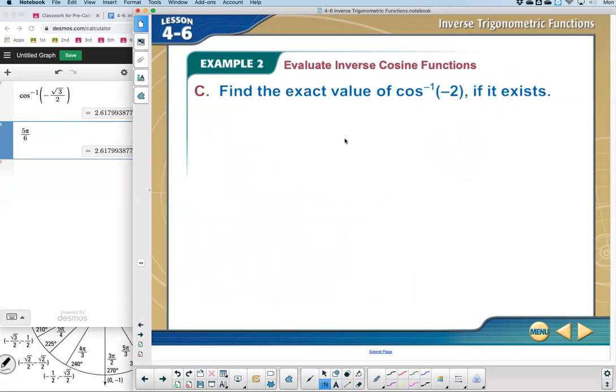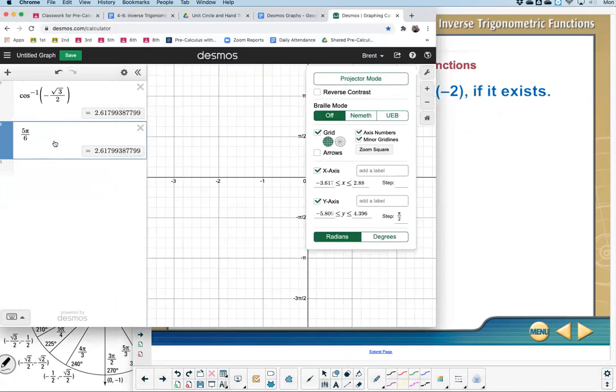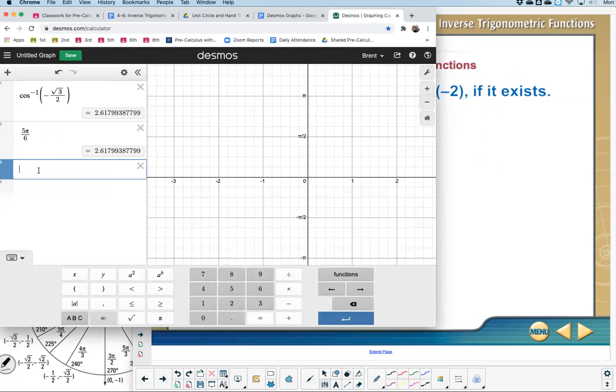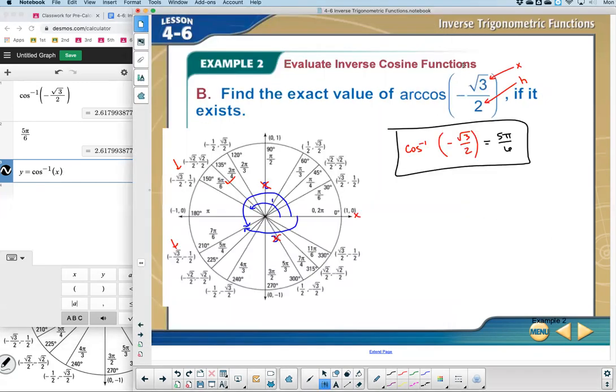And now on this one, let me show you graphically why negative 5 pi over 6 is not the correct answer. If I graph this, cosine inverse of x, here's the graph. The reason the answer would not be a negative angle for cosine is because, the answer we're talking about, not the input. We had a good input. It was not undefined up there. This was a real value.